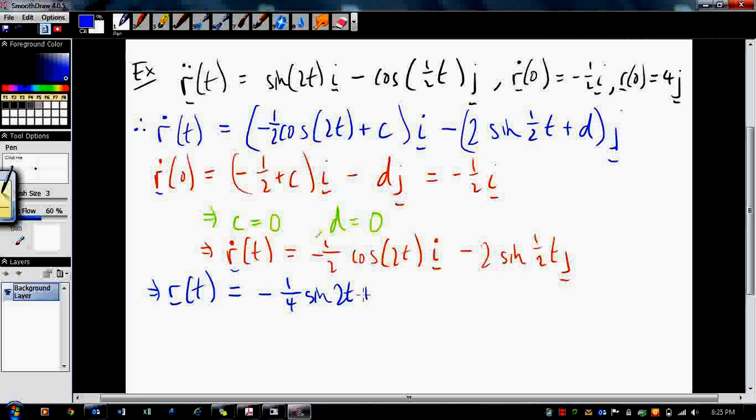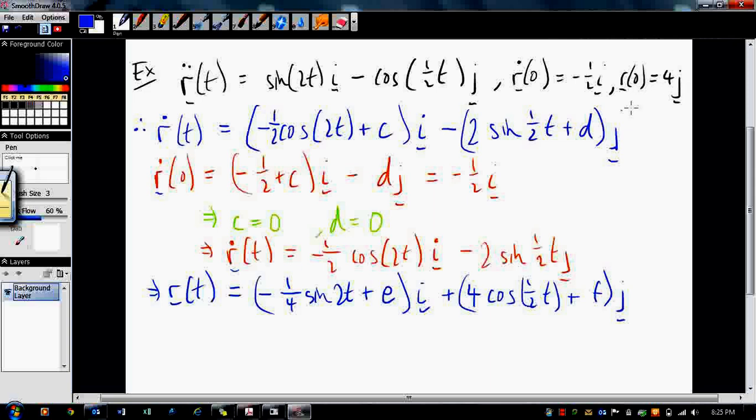Perfect. And then we're going to have a new constant, so I'll call it e, and that's all in the i direction. Cool, and over here, sine goes to negative cos, so it'll be plus, that 2, and it'll be cos half t, and we're going to divide by half, so that'll increase again, so it'll be plus 4 cos half t, and plus another integration constant, plus f, all in the j direction.